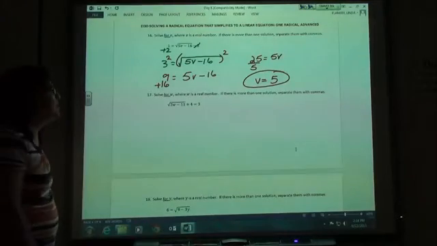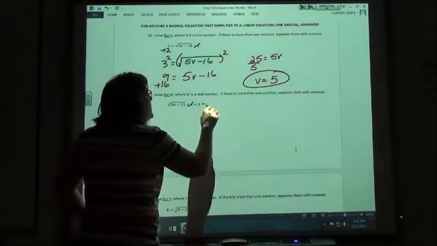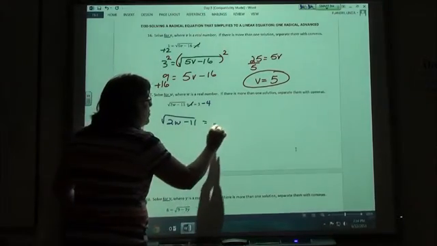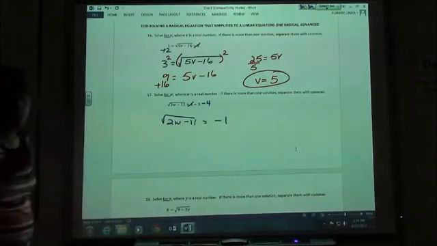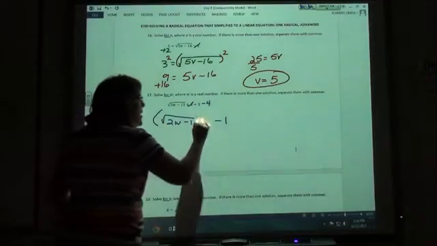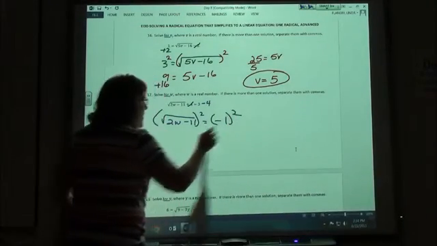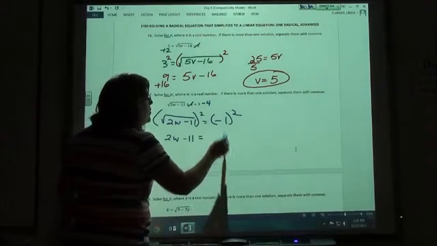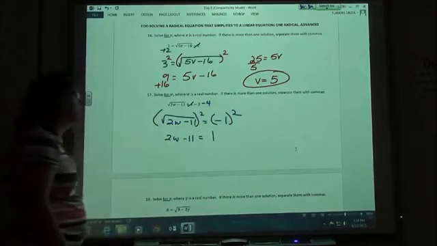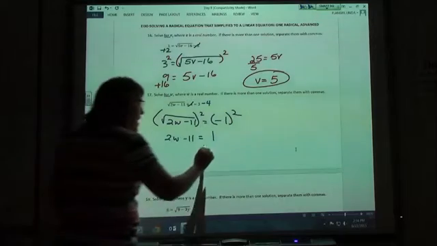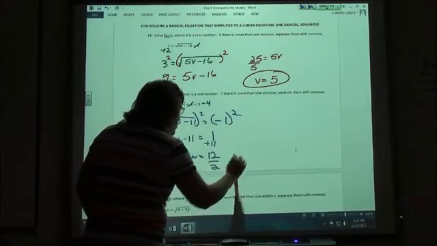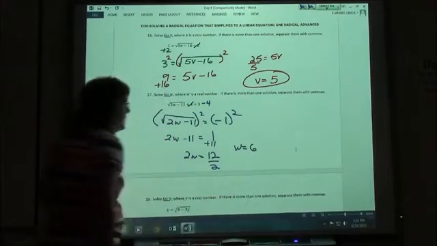So if I do the next one, I'm going to subtract my 4. I get the square root of 2w minus 11 equals negative 1. Here's one where I'm going to get my extraneous solution. I'm going to go ahead and finish solving. Squaring both sides, 2w minus 11 equals a negative 1 squared, which is a positive 1. So I'm going to add my 11, 2w equals 12, and divide by 2, w equals 6.